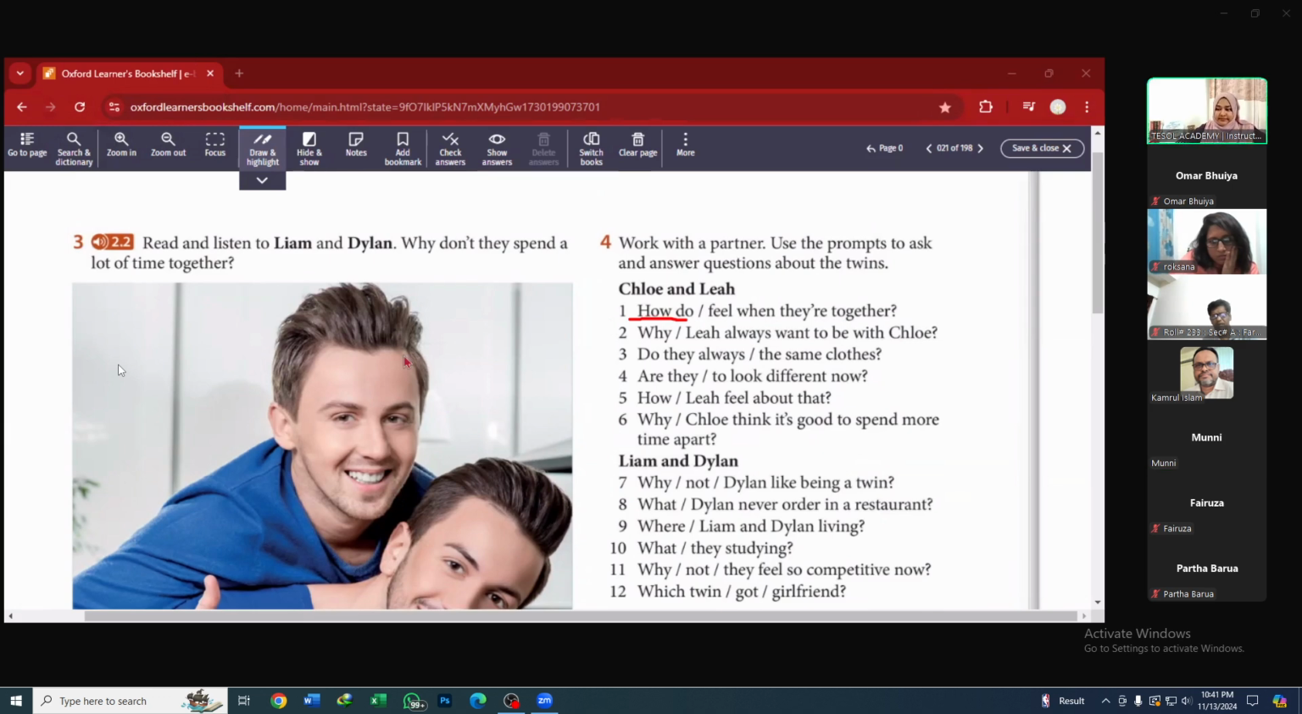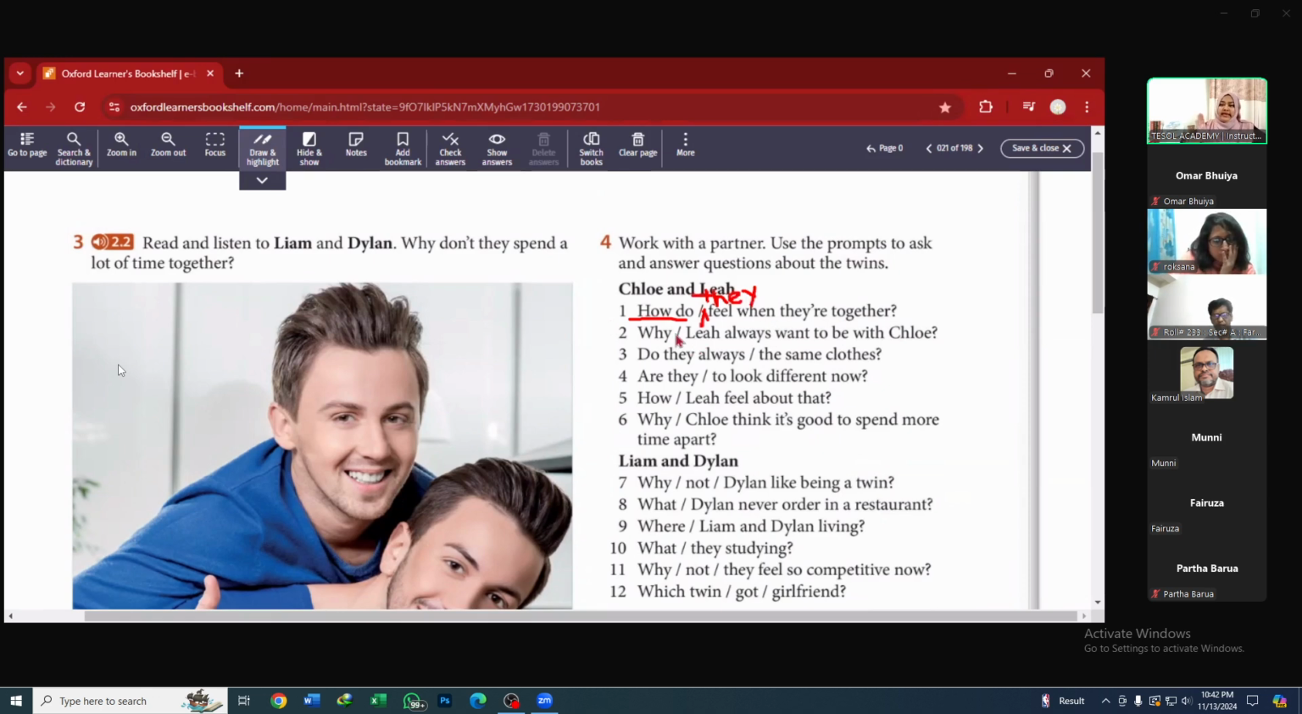Okay, done everyone? Okay, great. So number one, I have already done it for you. Number one was how do they feel when they're together? Because we're talking about them, that is Chloe and Leah. So we have to write how do they feel. I don't think I can write all the answers here because the space is too small, yet I will try to. How do they feel when they're together?